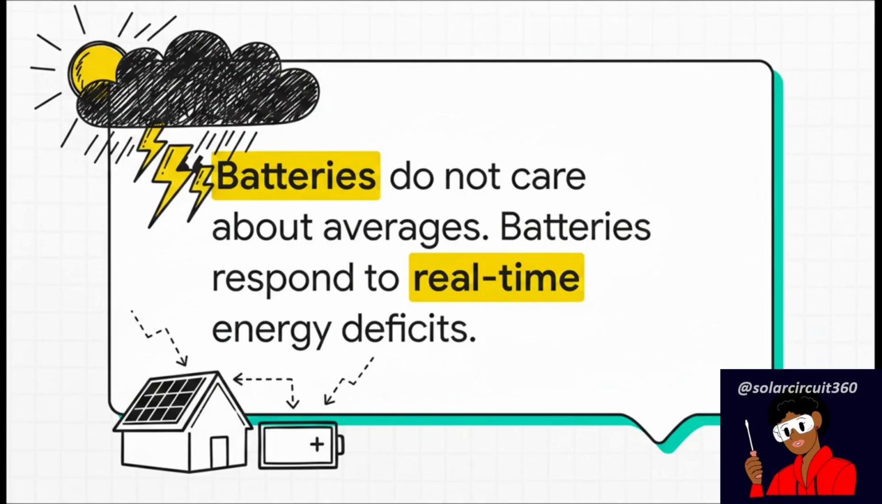Imagine the sheer panic of watching a heavy-duty coffee maker quickly drain your battery bank just because a thick cloud rolled by. If your home is consuming power continuously, but your solar production suddenly collapses, who makes up that difference? The battery bank. It instantly absorbs that entire deficit, regardless of what your spreadsheet's average says.